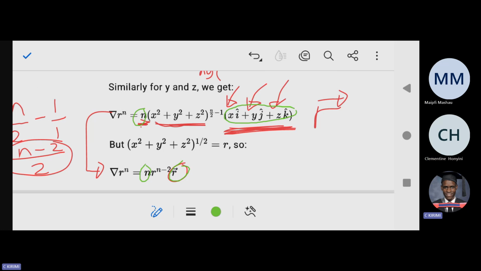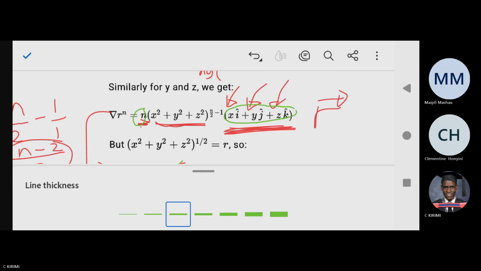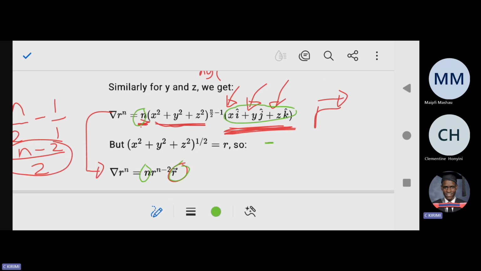So it's going to be x squared plus y squared plus z squared, everything to the power half. We say n over 2 minus 1, isn't it? Then I told you, how do you simplify n over 2 to the power half? It's this. It comes to here.